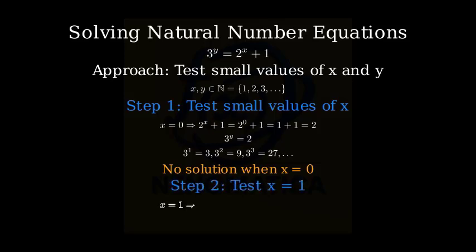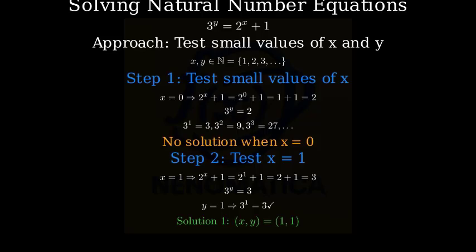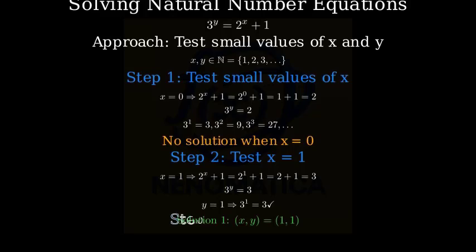Step 2. Now let's try x equals 1. When x equals 1, the right side becomes 2 to the power of 1 plus 1, which equals 2 plus 1, which equals 3. So we have 3 to the power of y equals 3. Quick challenge. What value of y makes 3 to the power of y equal to 3? Pause to think. Correct. When y equals 1, we have 3 to the power of 1, which equals 3. So we found our first solution, x equals 1 and y equals 1. Let's record this. The pair x, y equals 1, 1 is a solution.